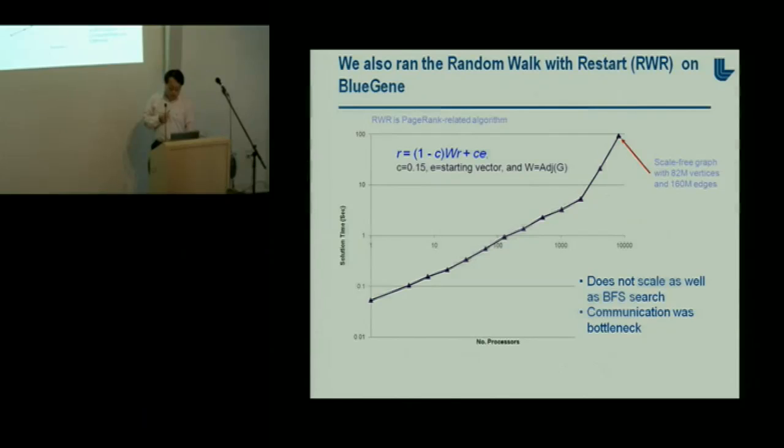This graph shows the problems with typical graph algorithms. We ran a random walk with restart on BlueGene for the smaller scales. This is a log scale of the search time, and it's not really that good. It shoots up, and the reason is that the communication was the bottleneck. This kind of eigenvalue problem is known to be notoriously hard to scale, and this kind of shows that it is true.